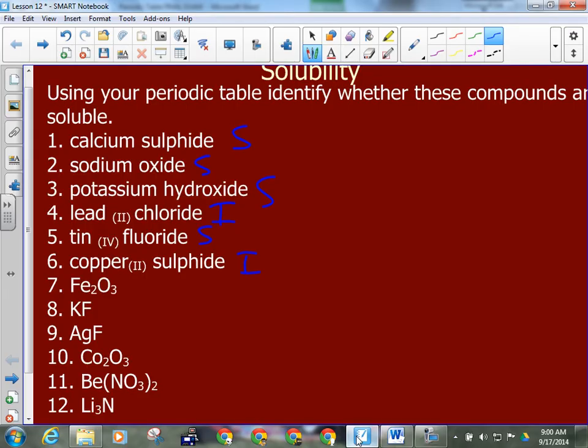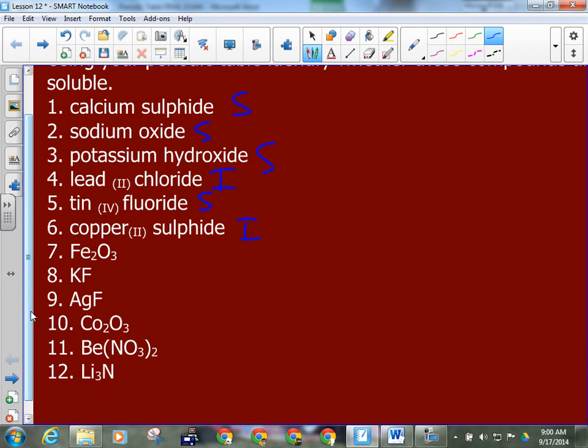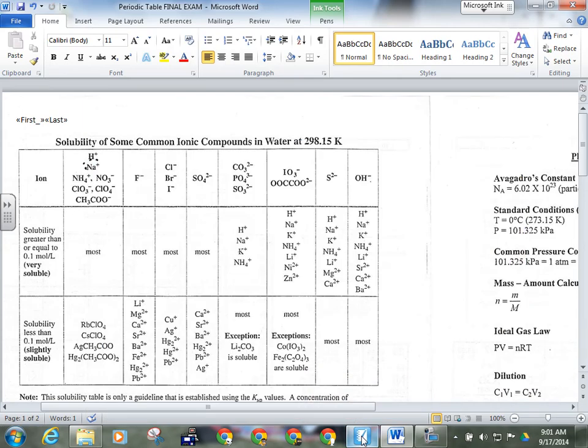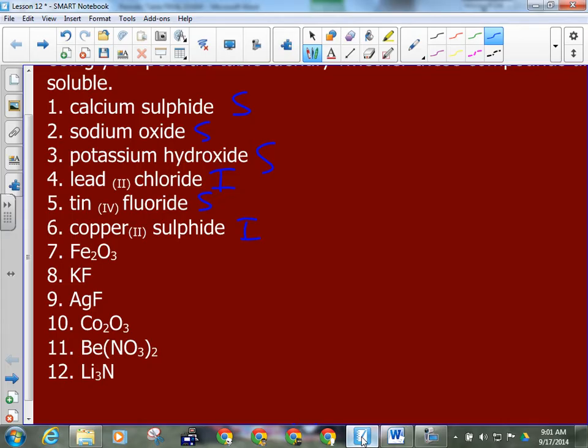Then we've got iron 3 oxide. We look back in here, and oxygen's not on there, so that one, sorry, we won't be able to do, because we don't have iron or oxygen on here. I changed the solubility chart because that one was better than the one I had before, but it doesn't have oxygen on it.